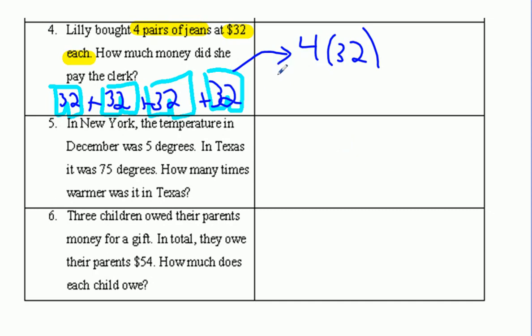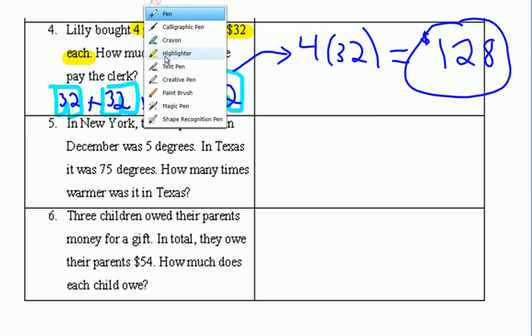How much money did she pay the clerk? Okay, so I'm going to do this math on my calculator, and I'm going to see if this answer makes sense. She gave the clerk $128. That makes sense? Should it be negative? No. I don't give somebody negative money. I give them money. So my final answer is $128. Good. Here we go. Next question.